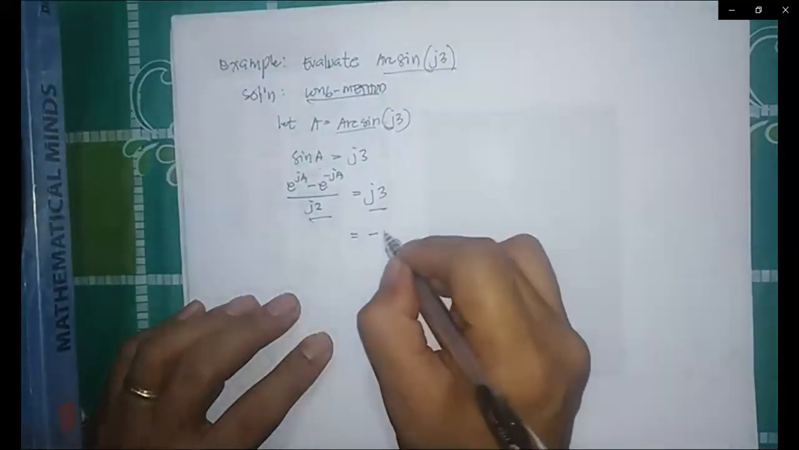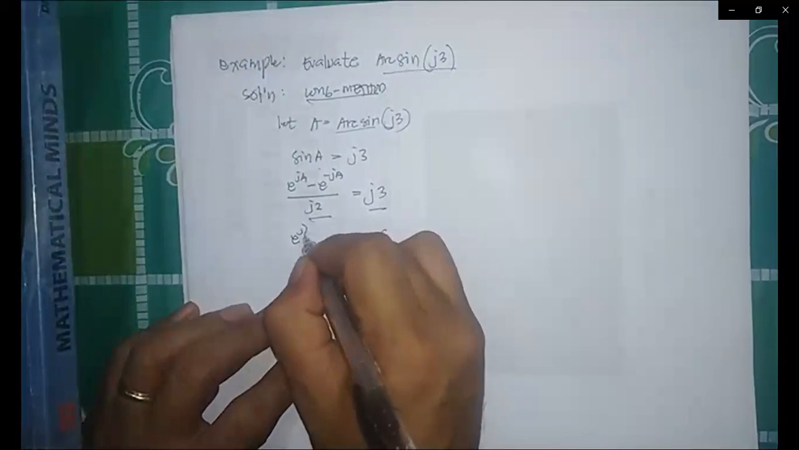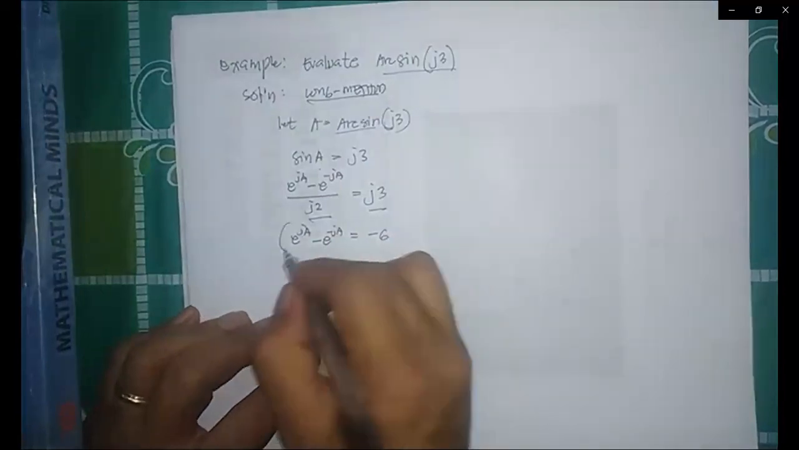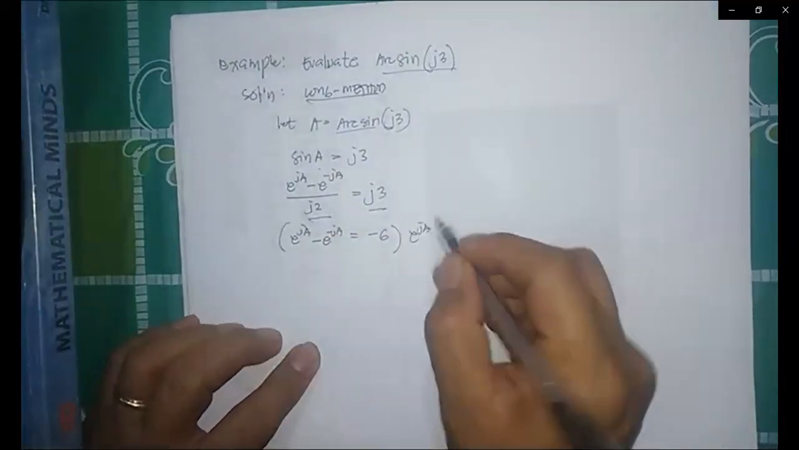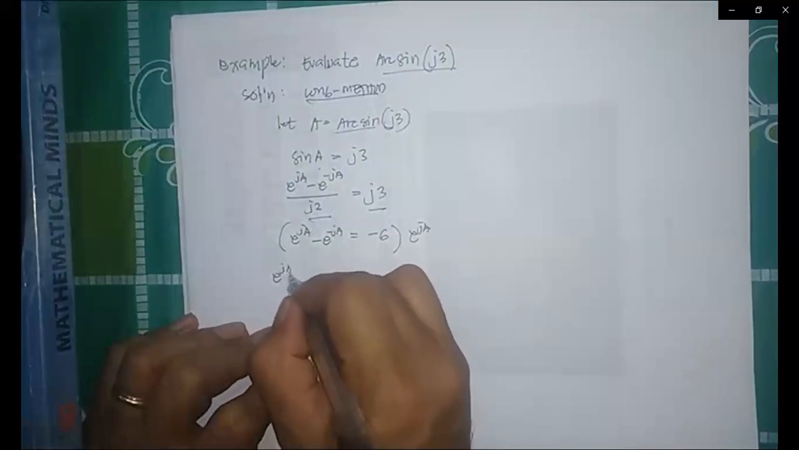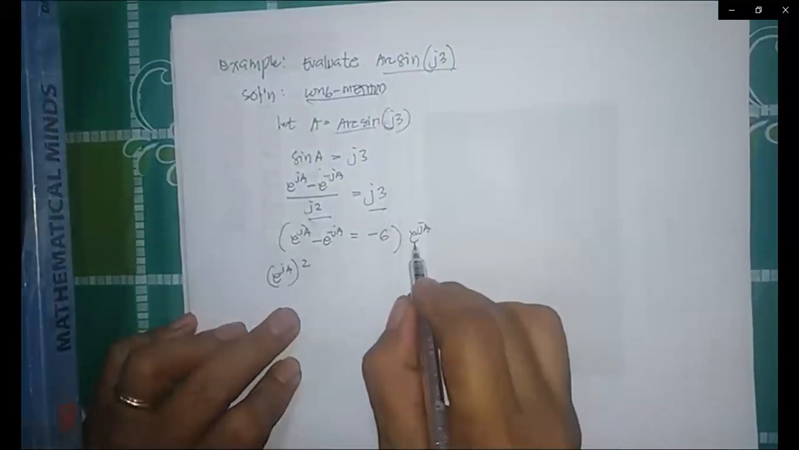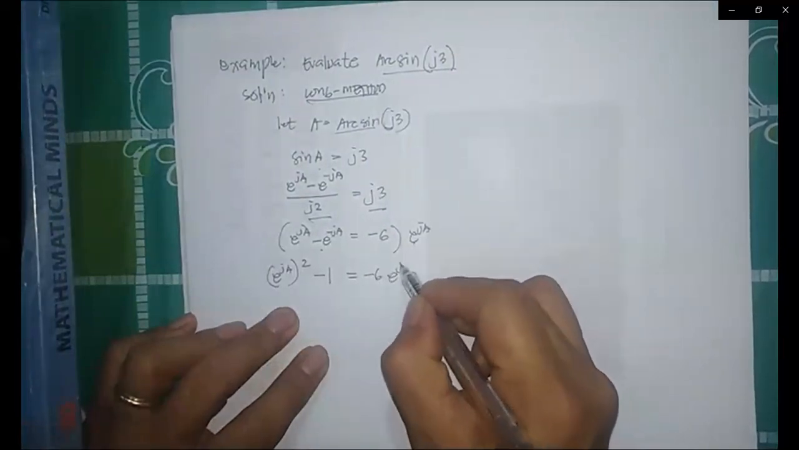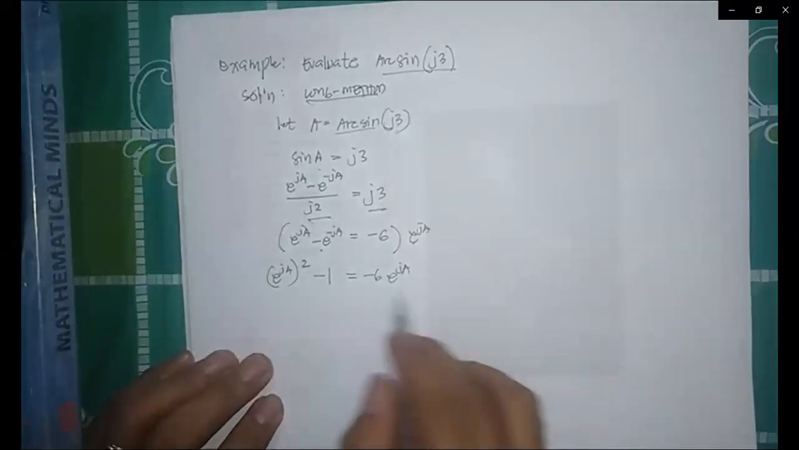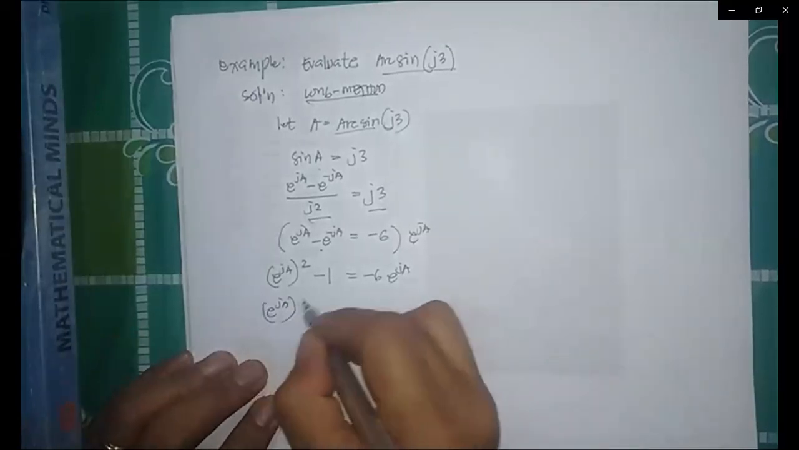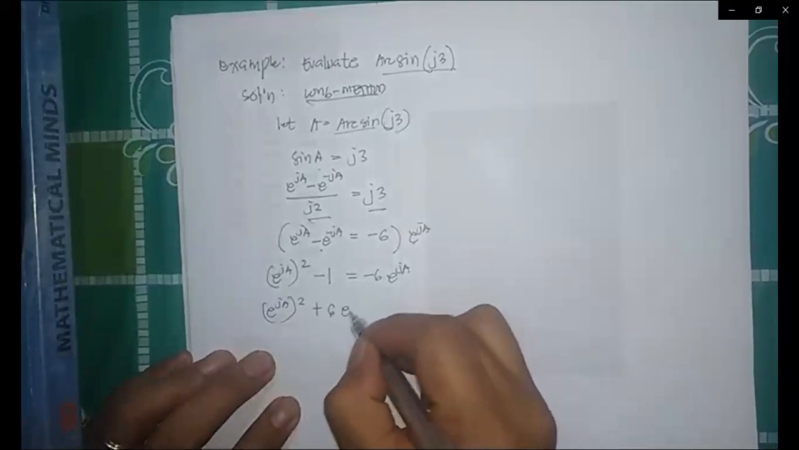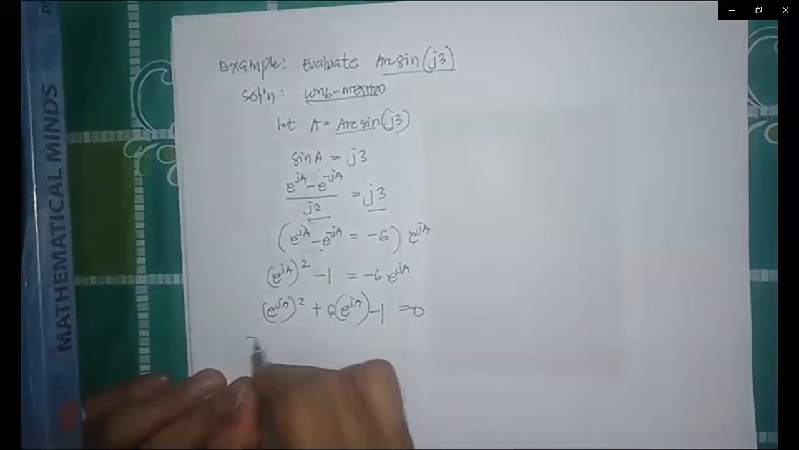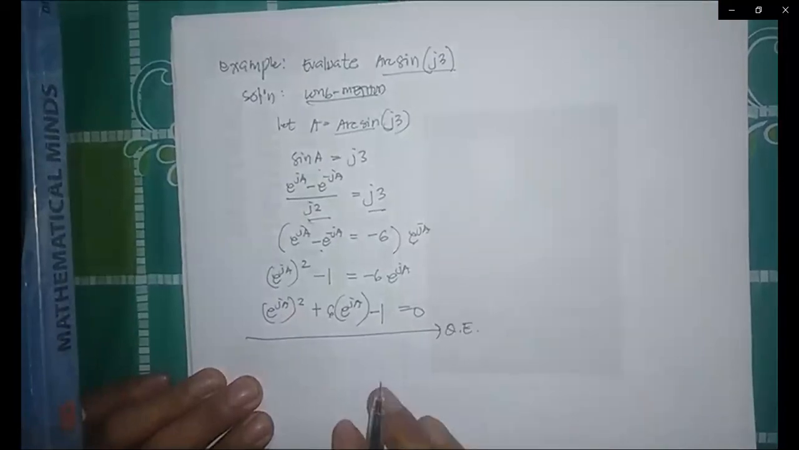Now, if we cross multiply by multiplying j2 times j3, that will become negative 6. So copy the numerator and then multiply the whole of the equation by e raised to ja to become a quadratic equation. That value multiplied by that value becomes 1. That is now minus 6 e raised to ja. Rearranging the equation, or equating the equation to 0, the equation will become your standard quadratic equation.